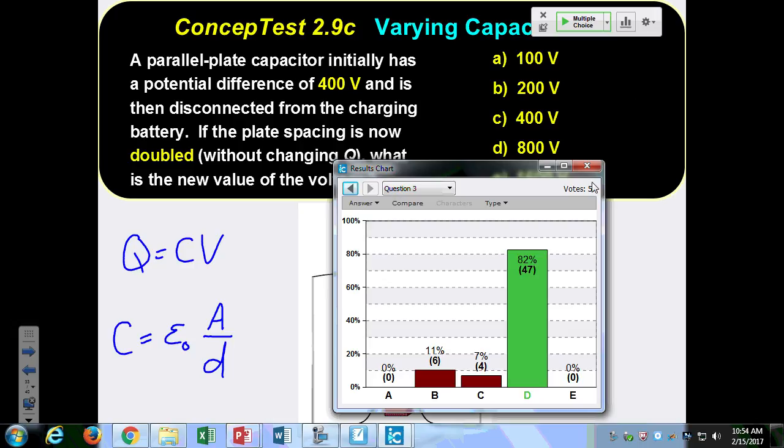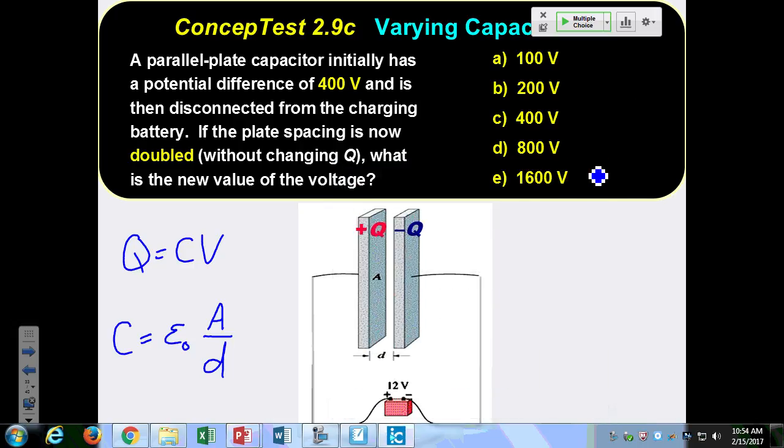Okay, good. D is right. Let's look. If I double my plate spacing, that means d goes up by a factor of 2, so my capacitance goes down by a factor of 2. The charge I have on this capacitor remains constant, so my voltage has to increase by a factor of 2. Whereas I had 400, now I'm going to have 800 volts. So D is the right answer.